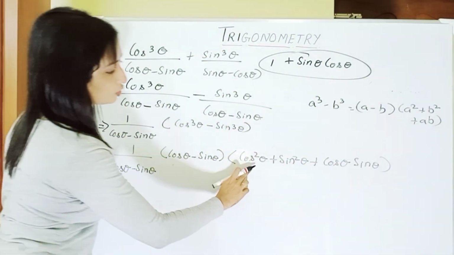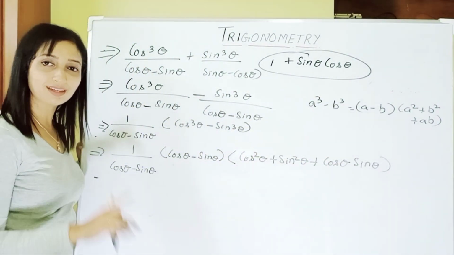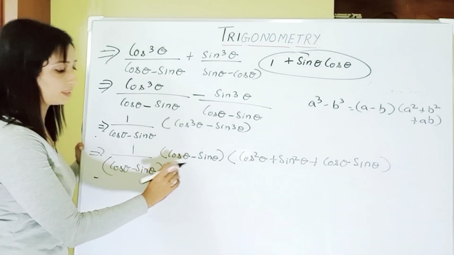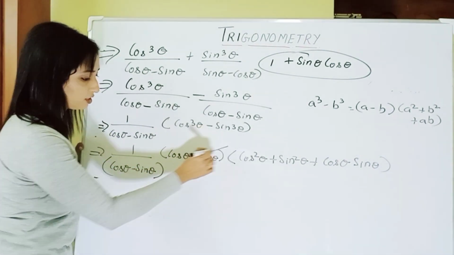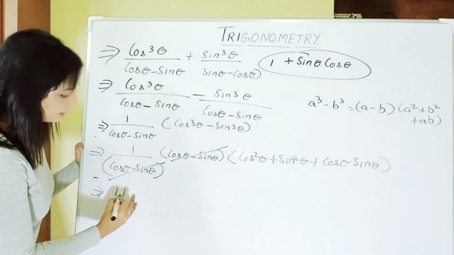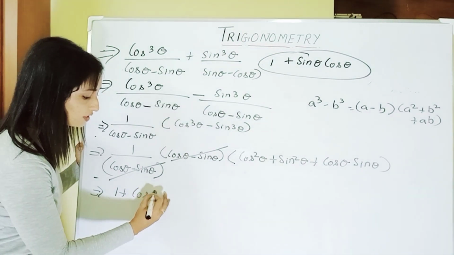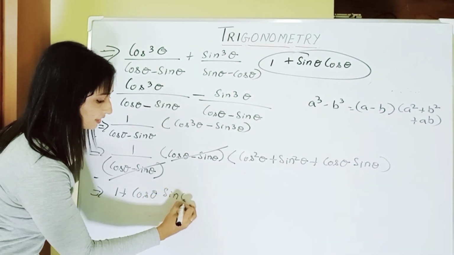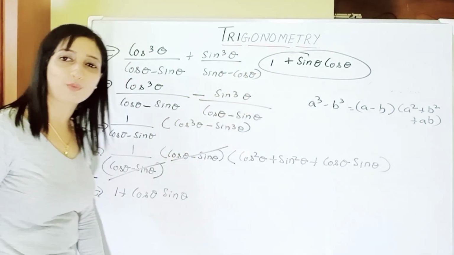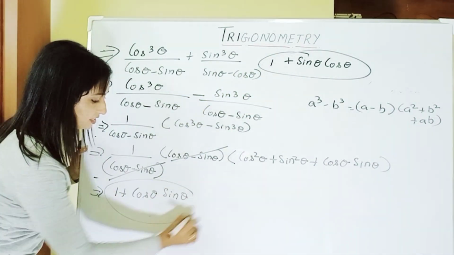So now what is this cos square theta plus sine square theta? Becomes 1. And you can cancel this cos theta minus sine theta into cos theta minus sine theta. So I cancel this. So what will you get? 1 plus cos theta sine theta, which was our RHS of what we have to prove. Hence proved.